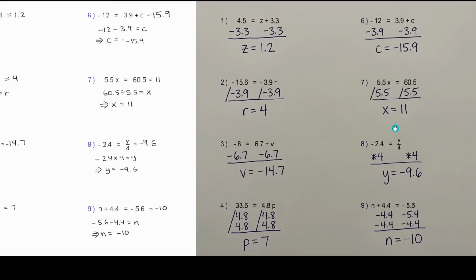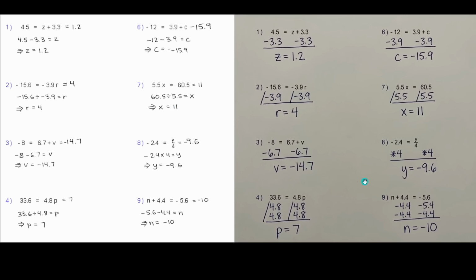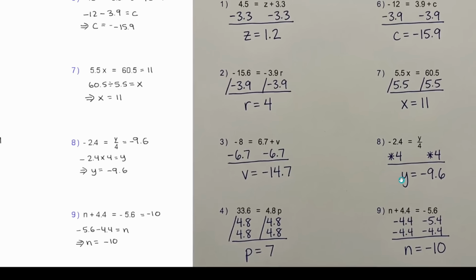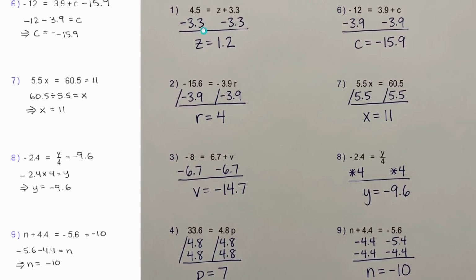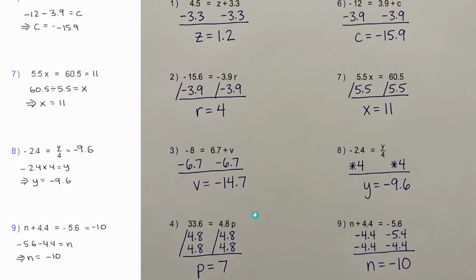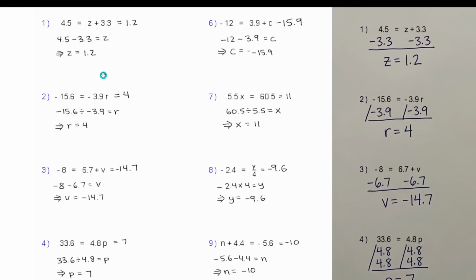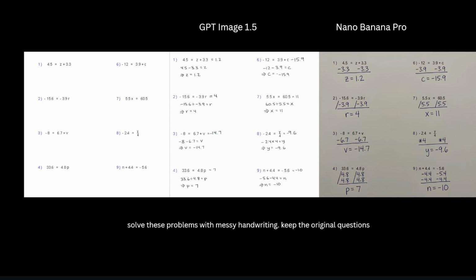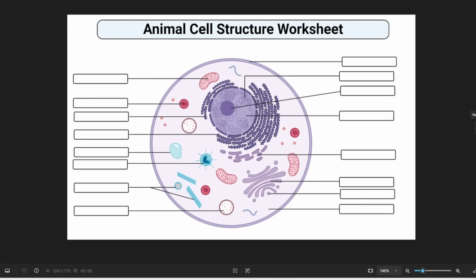Now, surprisingly, the way that each of these solved these algebra questions were a bit different. So for Nano Banana Pro, it did it this way where it used the same operation on both sides to get the final answer, whereas for GPT, it just basically moved all the numbers on one side to isolate the variable. Anyways, both methods work, but here I would actually prefer GPT's generation because it didn't alter the background as well.